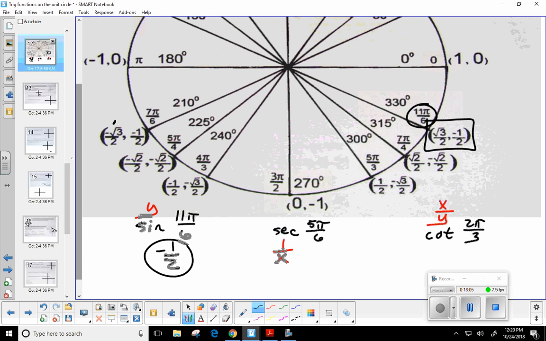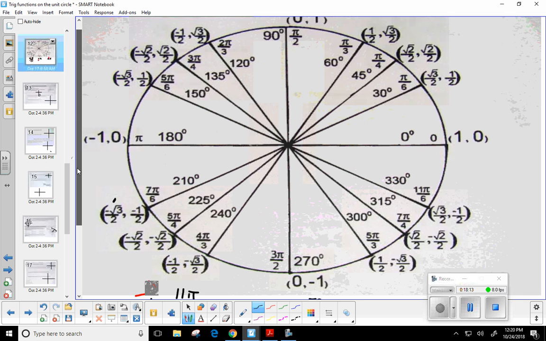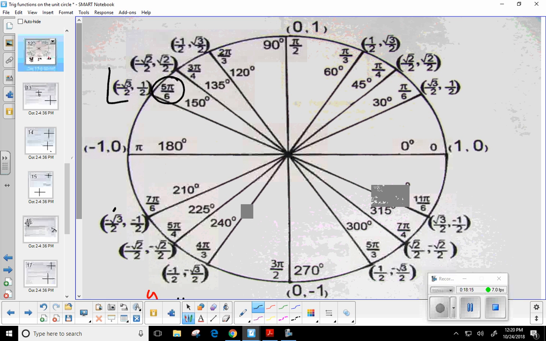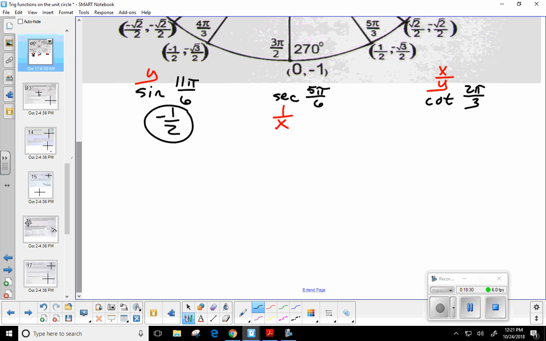Secant of 5 pi over 6. Okay, so where's 5 pi over 6? What quadrant? Okay, so it's in the second. So here's 5 pi over 6. I want this ordered pair right here. Now remember, we already gave the ratio. Secant was 1 over x. So I'm going to take 1 and put it over this value right here. Okay, so let's see. 1 over the negative square root of 3 divided by 2.